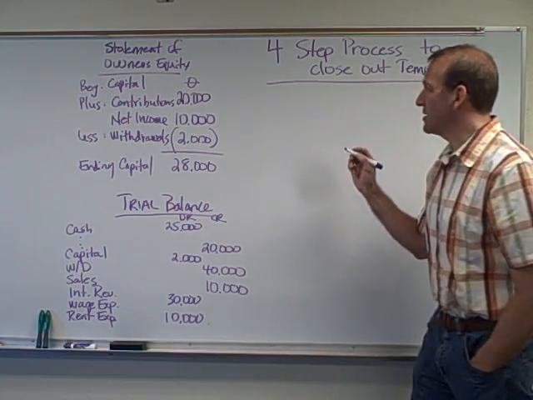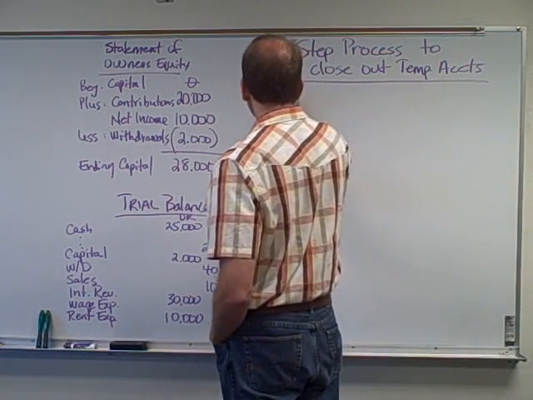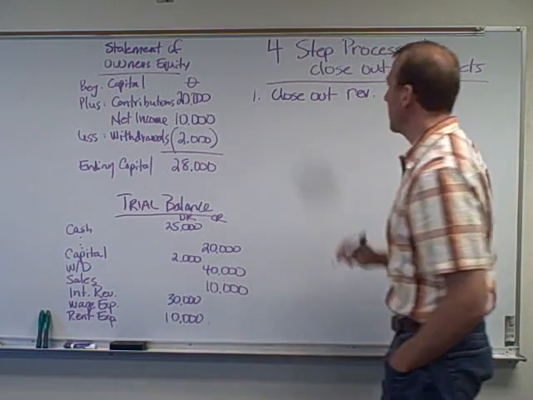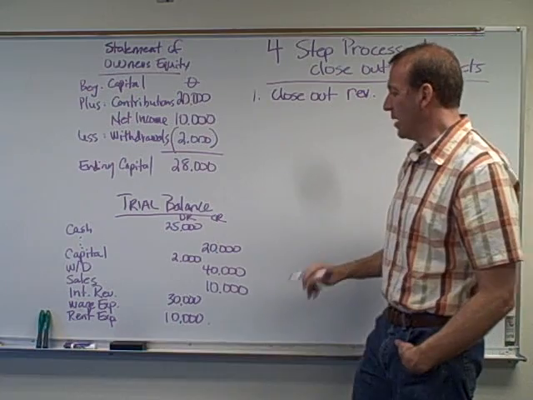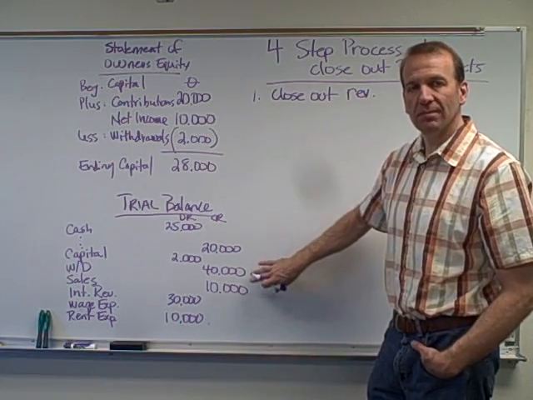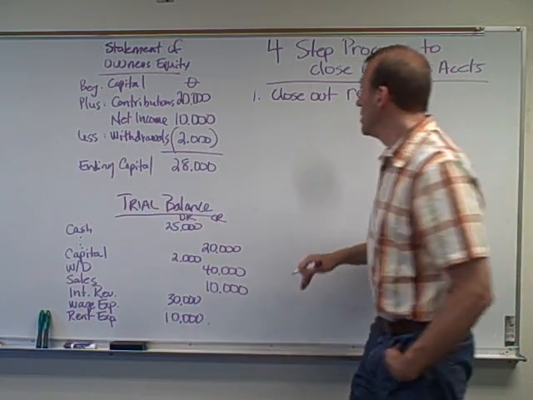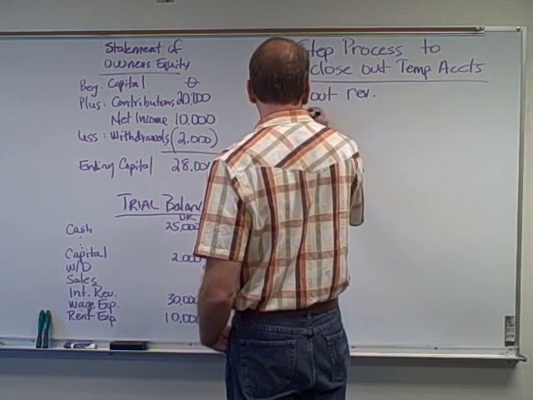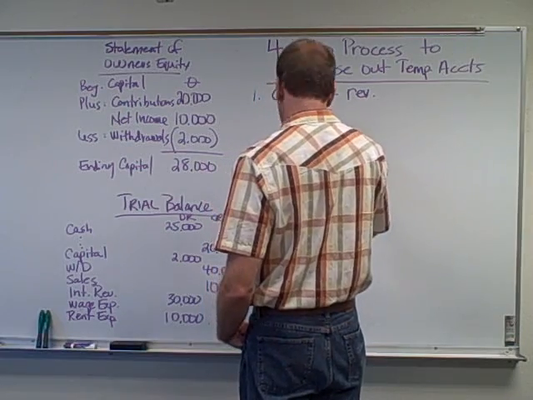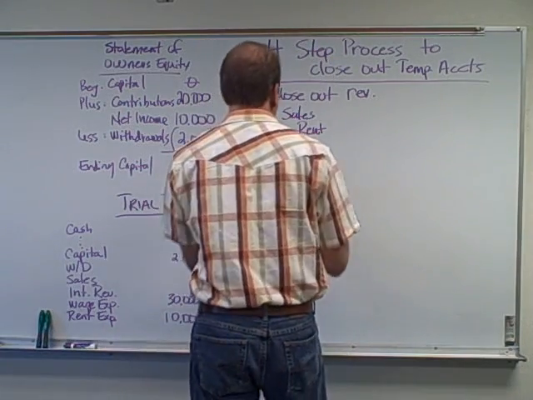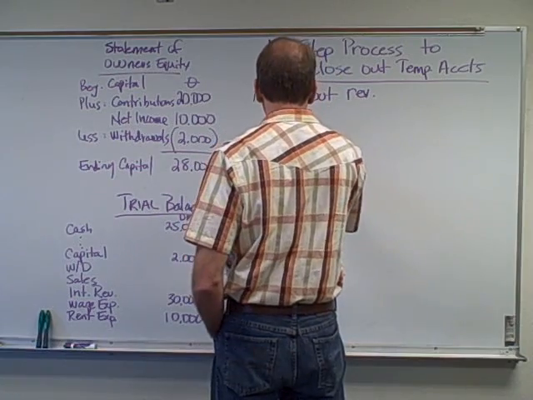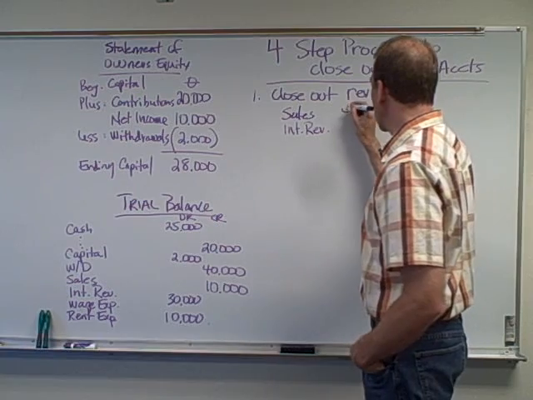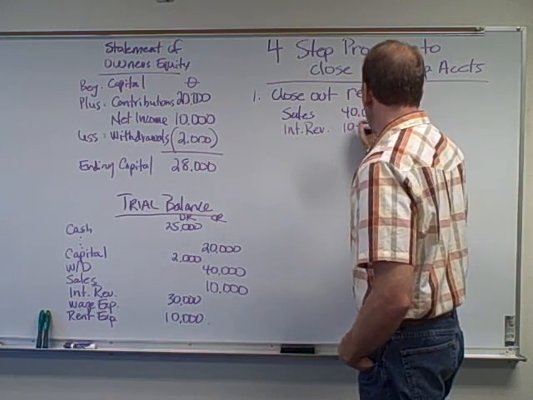So there's a four-step process. The first step is to close out revenue accounts. Our revenue accounts have credit balances, so we have to debit them. So we're going to debit sales and interest revenue. Sales is 40,000. Interest is 10,000.